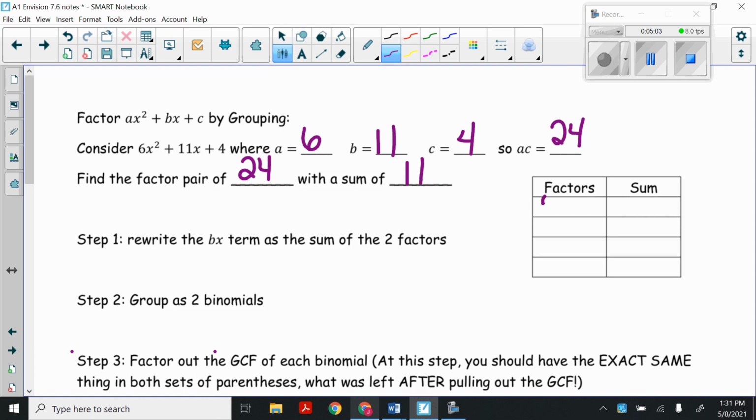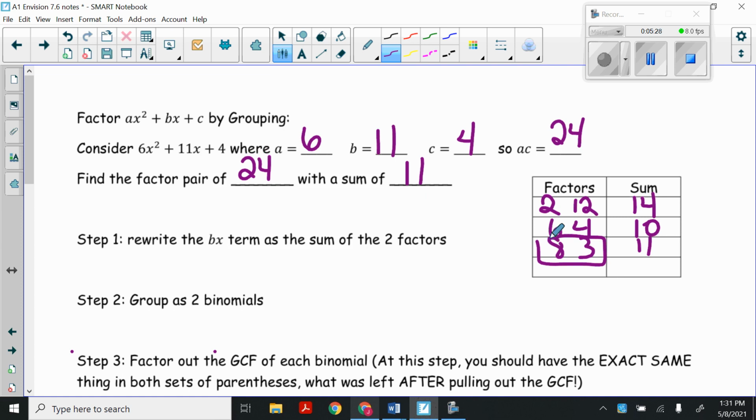So let's see, I know that 2 and 12 will multiply together to give me 24, but when I add 2 and 12, I get 14. So that's not what I'm looking for. I know that 6 times 4 gets me 24. When I add them together, I get 10. 8 times 3 gets me 24. When I add them together, I get 11. So this is what I'm looking for, my 8 and 3.